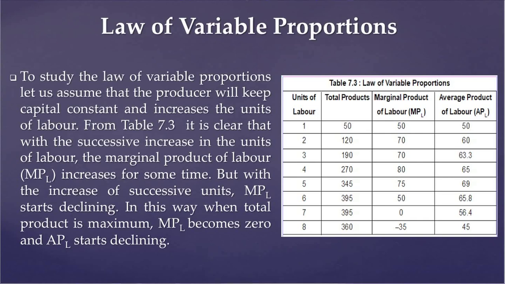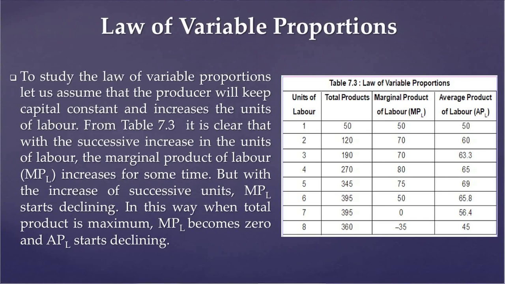We have taken a hypothetical table. Let us see from table 7.3, it is clear that with the successive increase in the units of labor, the marginal product of labor, MPL, increases for some time. But with the increase in successive units, MPL starts declining.